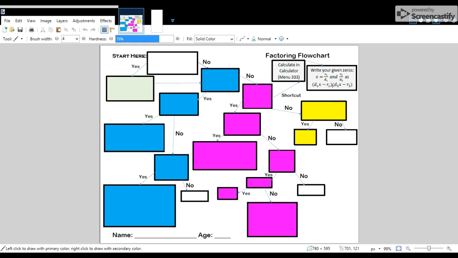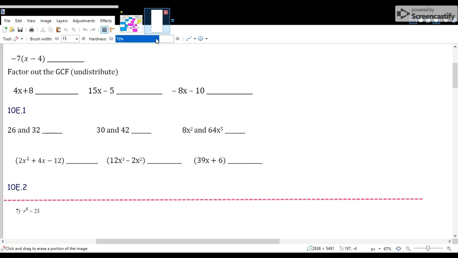Okay, so we have our factoring flowchart. The first thing with our flowchart, we start here. Does a greatest common factor exist? If there is a greatest common factor, if you can factor out something other than 1, you're going to factor out the greatest common factor, and you can use the cake method. Let's look at some of the examples for this.